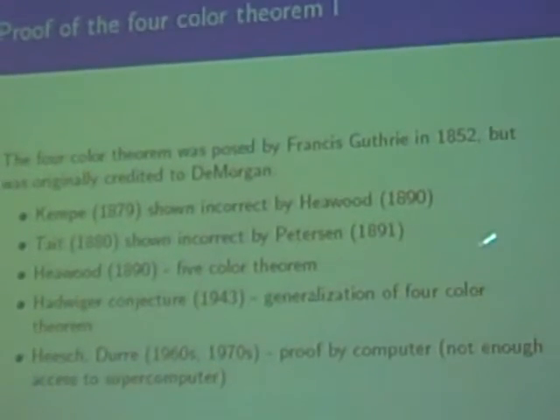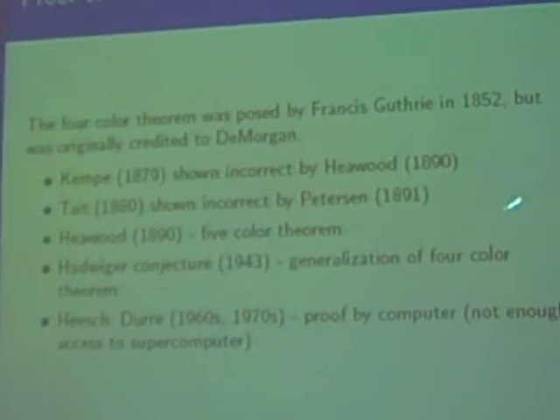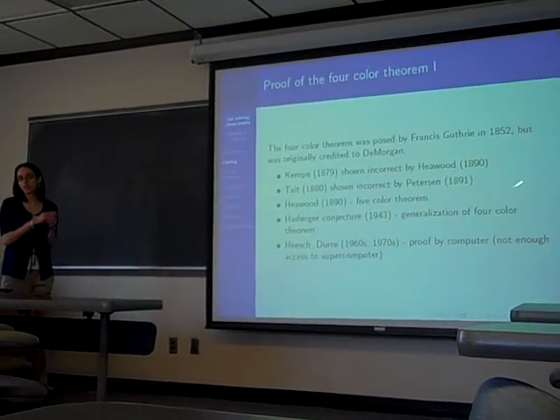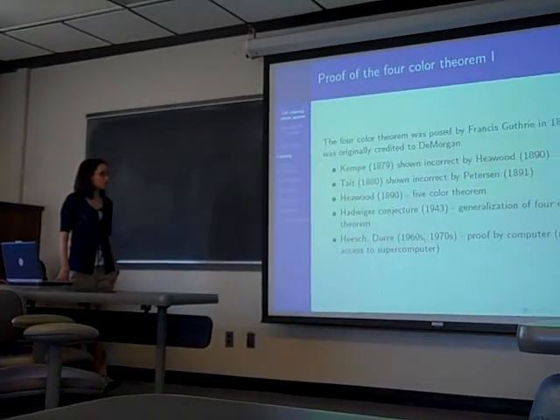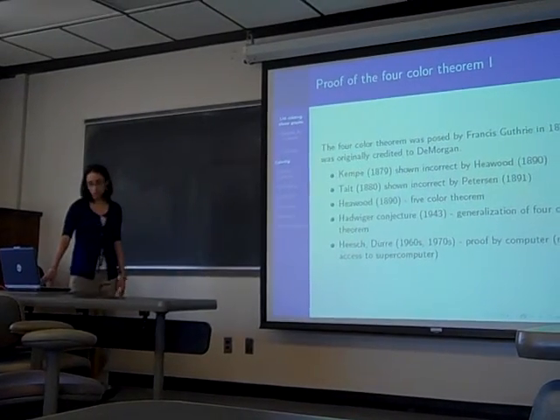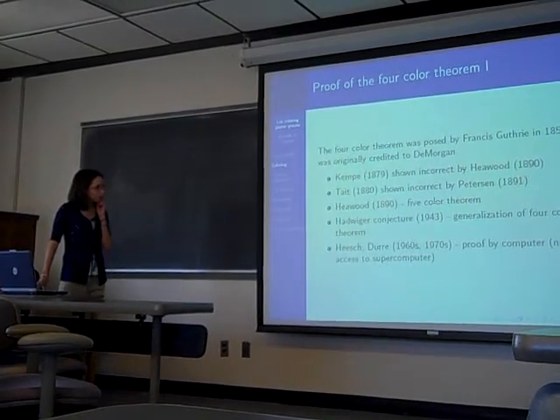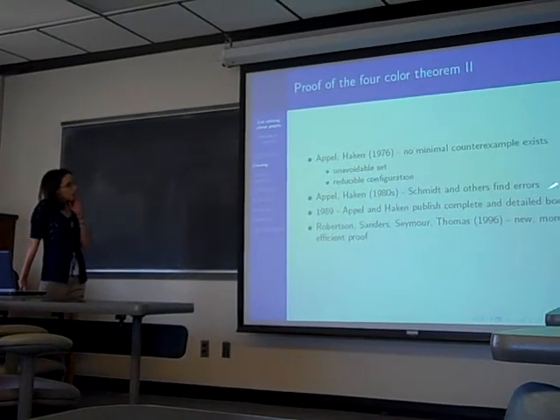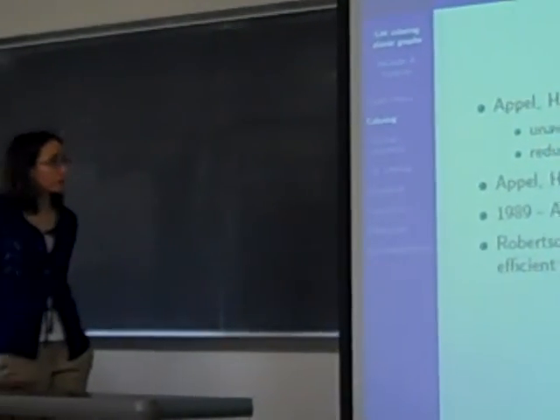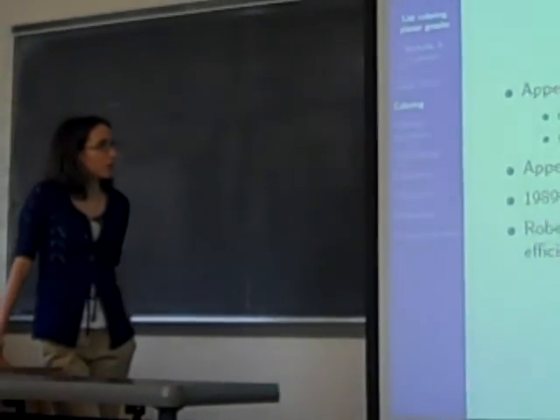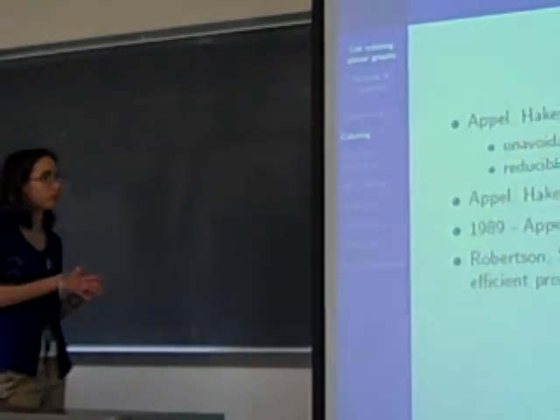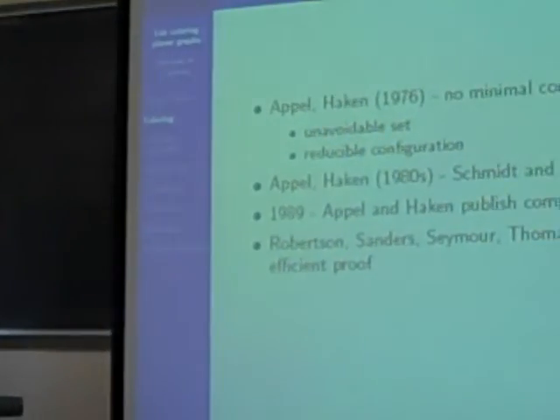So for example, in this case, they started looking at trying to find a counterexample on the fewest number of vertices and constructing that with a computer. They weren't able to complete the proof during that time period, but in 76, Appel and Haken came up with a proof based on that same idea, showing that no counterexample on the fewest number of vertices existed.